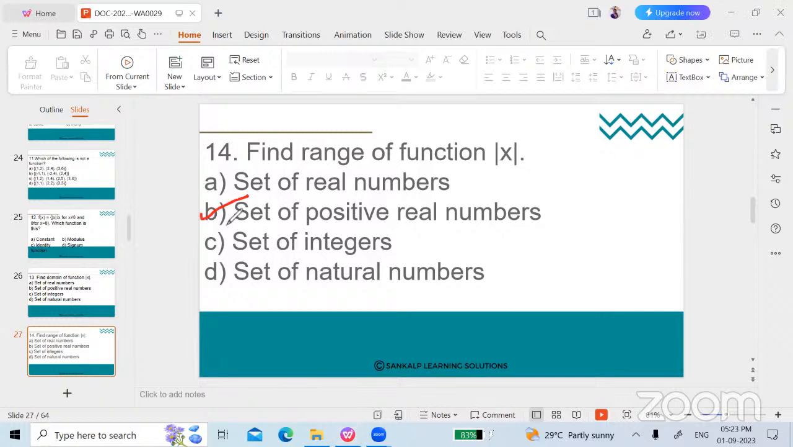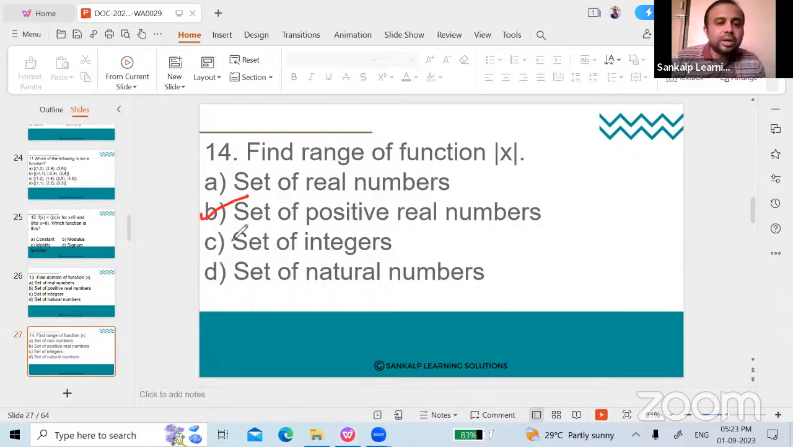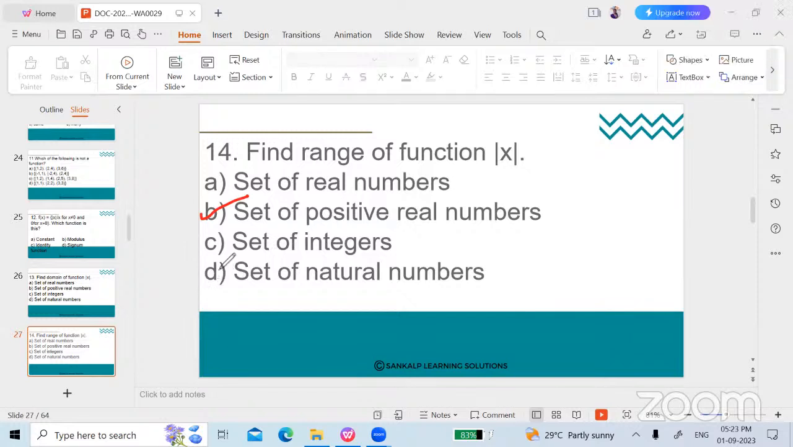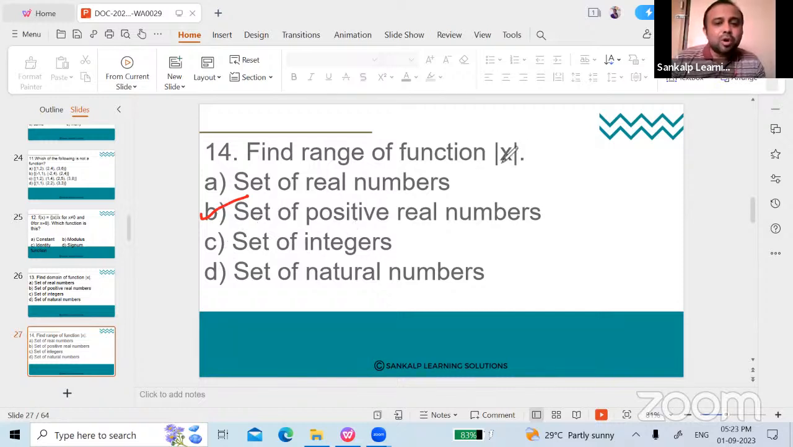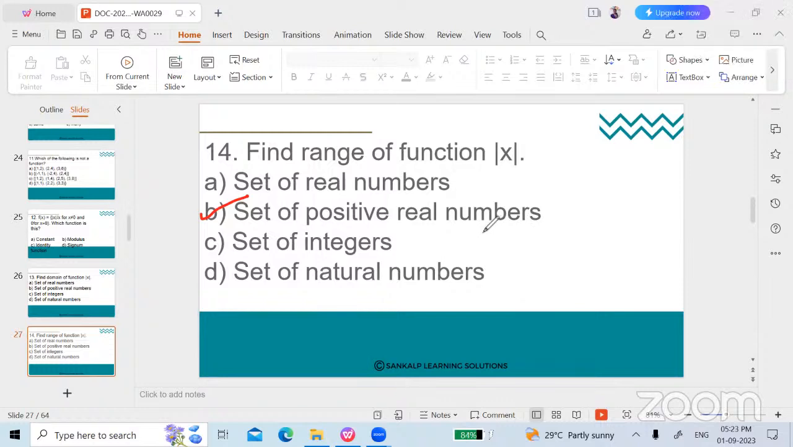Sir, why not option D? Option D is the set of natural numbers. Natural numbers start with 1, 2, 3, 4, 5, so they do not consist of zero. It is mod x, so whatever the input may be, the output will always be a positive real number. It does not consist of imaginary numbers; only real numbers are included. So positive real number is the right answer. Yes, sir. Next.